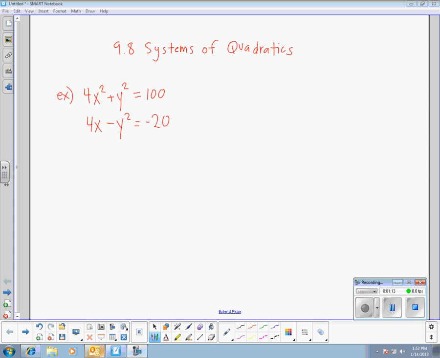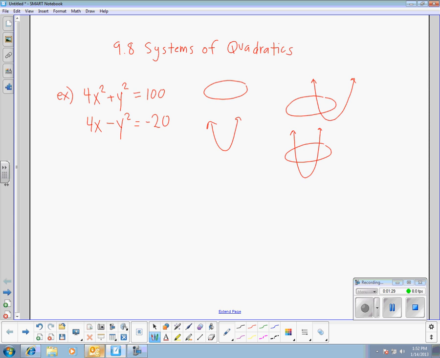So how many solutions are we looking for? Well, we have an ellipse and a parabola. So how many times could these cross? Well, you might have a situation like this, where they cross twice, or you might have a situation like this where they cross 4 times, or 1 time, or 3 times. So we could have 1, 2, 3, or 4 answers for solutions to this system. So we'll see which one we get.